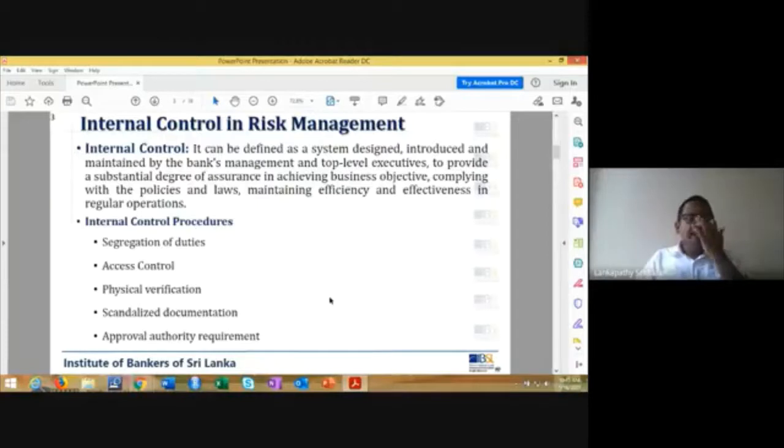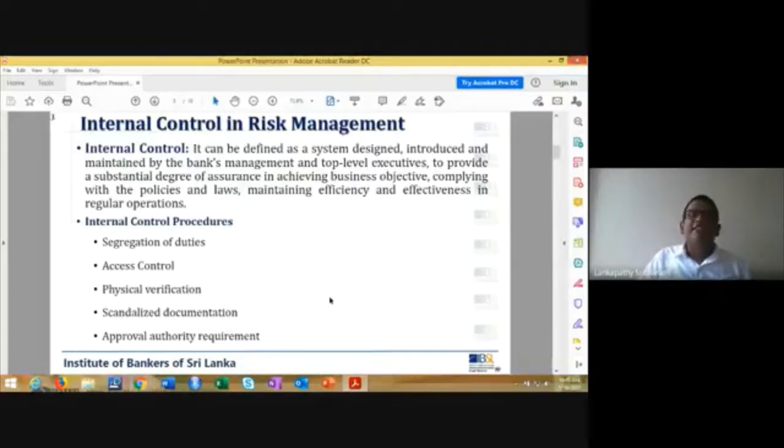Then who will give the assurance that the internal controls are implemented properly? Because one part is the second line of defense introducing the system, and the first line of defense is following and implementing the internal controls. So which party has to give the assurance that a proper internal control system has been implemented in the bank, and followed in each and every operation of the banking business? Who? We have studied about that.